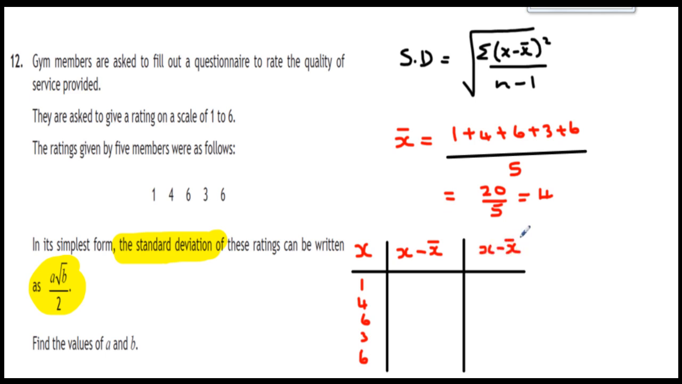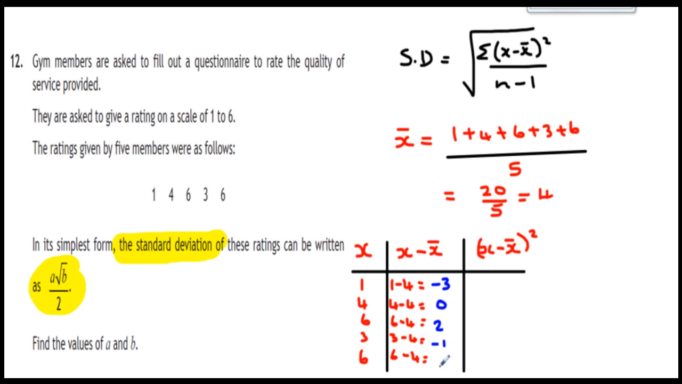Now we know that x bar is 4. So that wee part in there is going to be 1 minus 4. That's going to be 4 minus 4. That's going to be 6 minus 4. That's going to be 3 minus 4. And that's going to be 6 minus 4. So I've just written them down and I'll now go and put the answers in. So first one, we have got 1 minus 4 gives me a value of, I'll choose colour so it sticks out, so I've got minus 3. 4 minus 4 is 0. 6 minus 4 is 2. 3 minus 4 is minus 1. And 6 minus 4 again is 2.